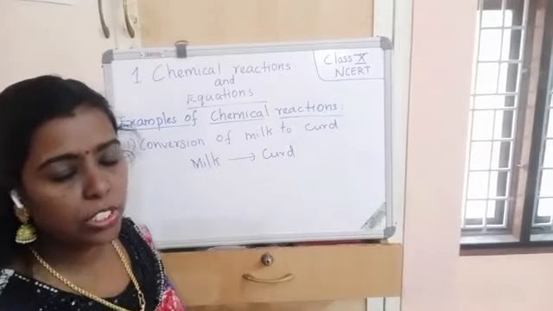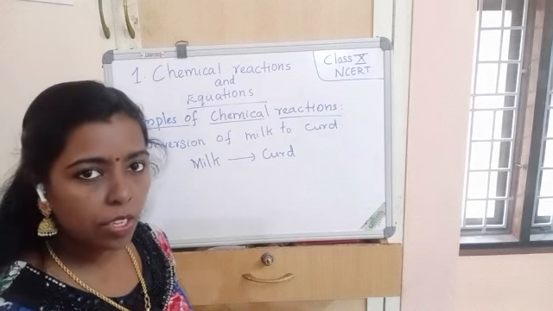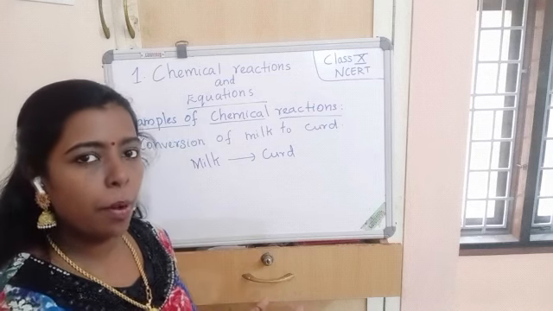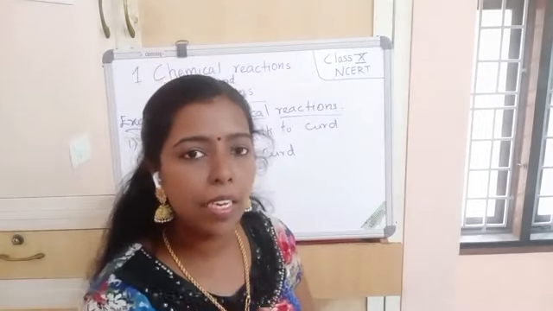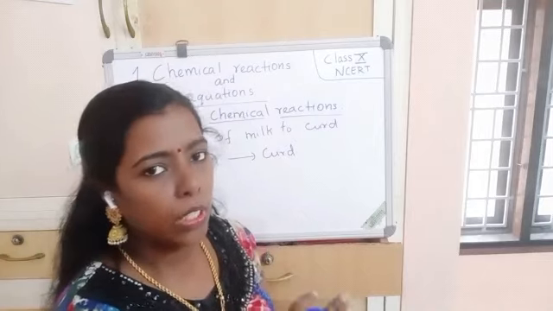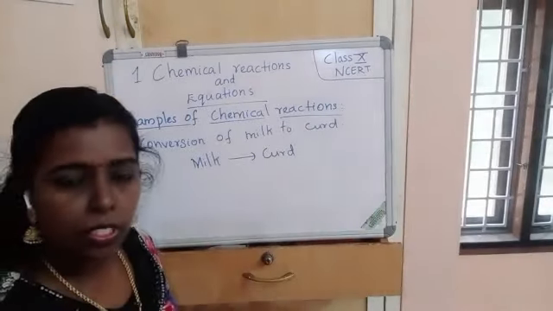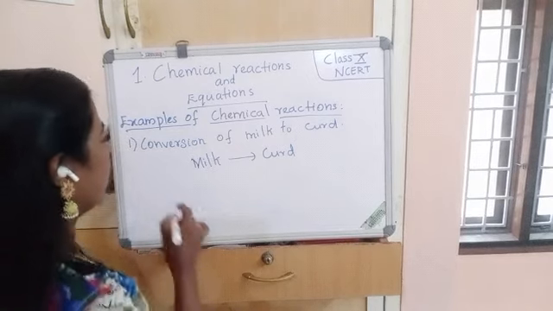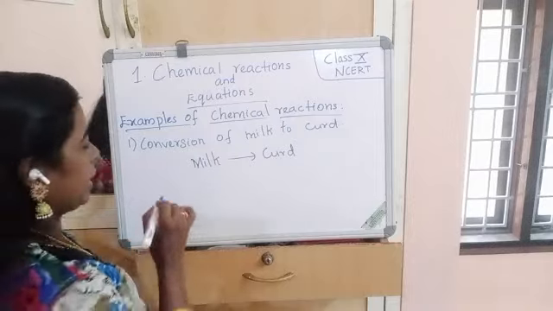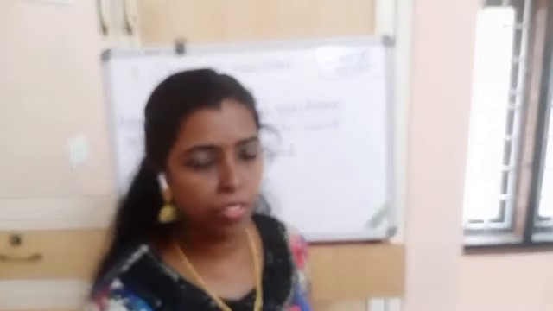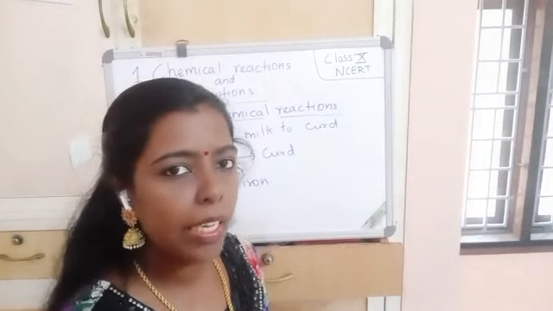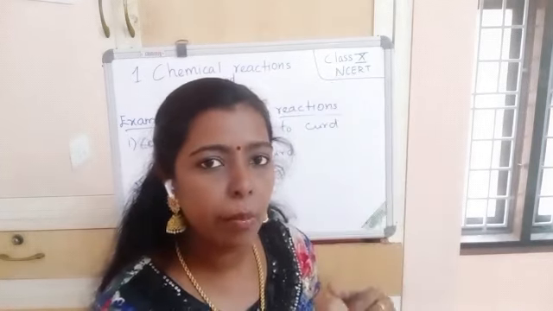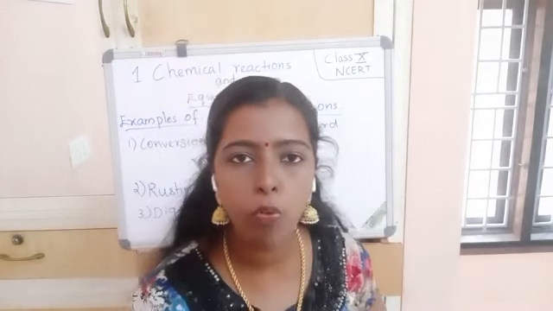And these chemical reactions are irreversible reactions. Physical reactions are reversible because we are able to recover the reactant from the product. But here we cannot recover the substance from product to reactant. So chemical reactions are irreversible. Some other examples: rusting of iron is also an example of a chemical reaction. Digestion of food is also an example. These chemical reactions are accompanied by chemical changes, and they are expressed with the help of chemical equations.